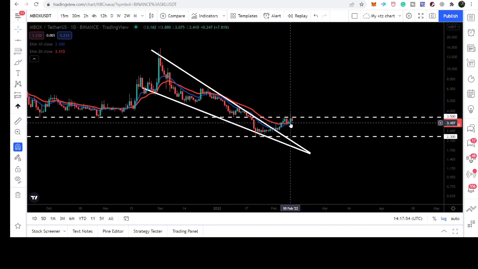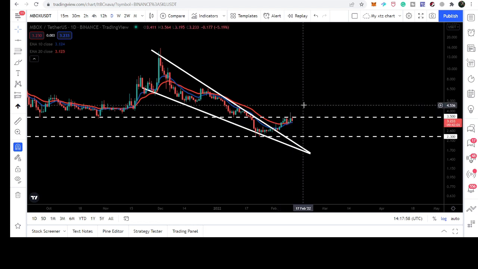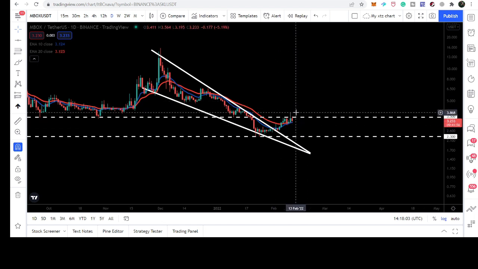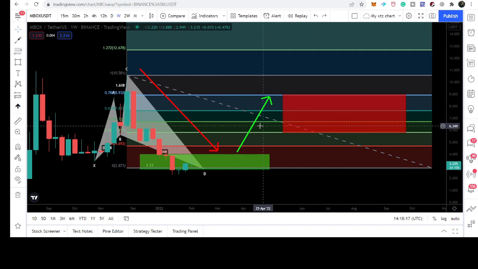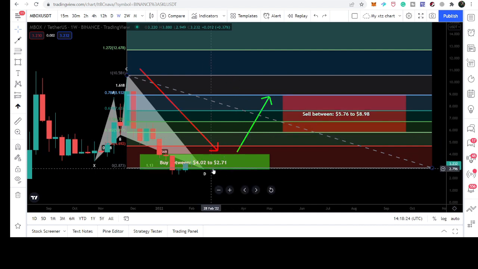So if the price line will not be able to break down this EMA 21, then it can start the next move and it can break out the next resistance of $3.50. Otherwise, it can move down to retest this support of $2.30 and also the resistance of the previous pennant as a support. But if we take a look at this big bullish shark move that has been formed on the weekly time frame, then we can see our potential reversal zone is starting from $4.02 and goes to $2.71.